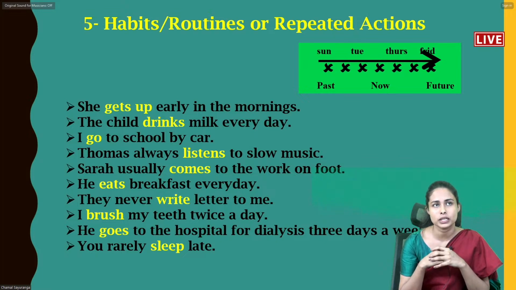For example, first sentence, she gets up early in the mornings. The child drinks milk every day. Here we have every day, and Thomas always listens to slow music, always, and Sarah usually, and there is another one, every day, and also twice a day, and then three days a week, and rarely. What do we call them?